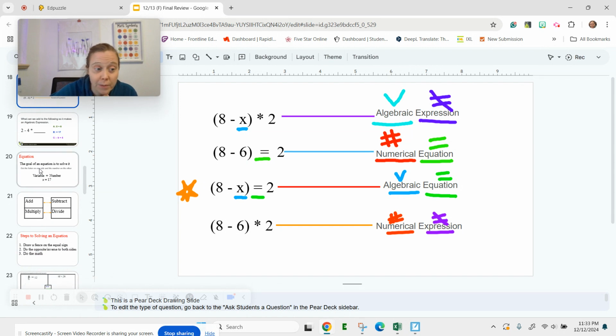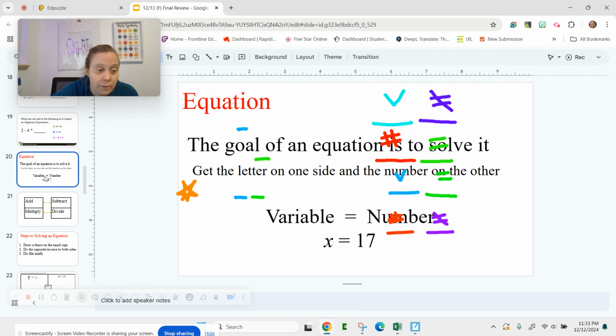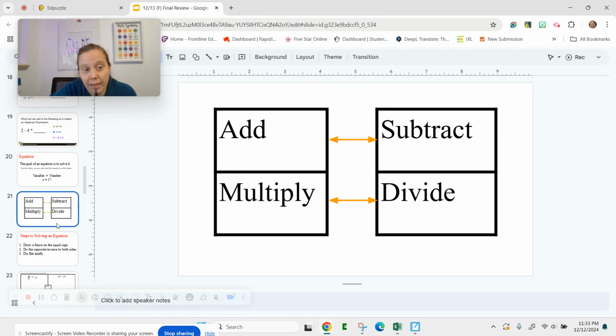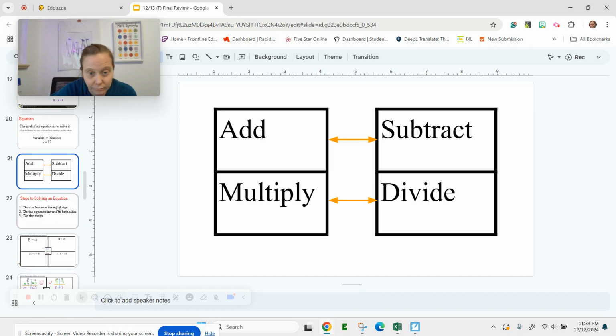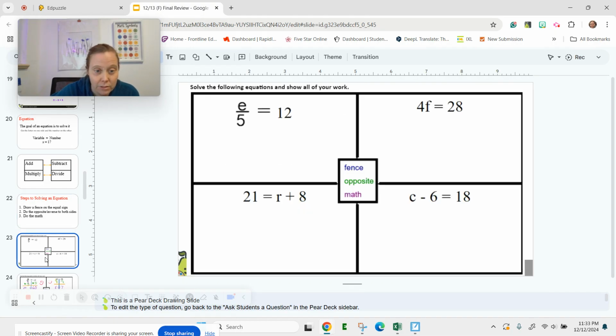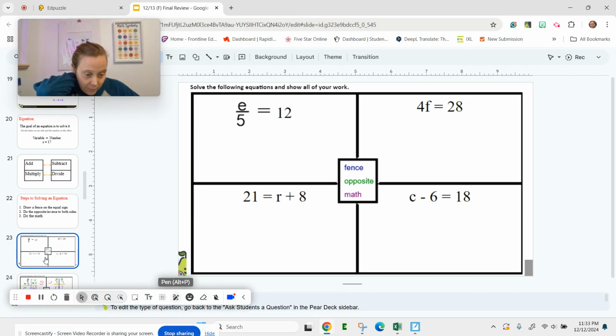So a couple just reminders. The goal of solving an equation is to get the variable by itself. When we think of opposites, we're thinking about adding and subtracting, and the opposite of multiplying and dividing are those opposites. Our steps: draw the fence, do the opposite, do the math. Okay? So let's look at this first one. We can kind of do this one together.